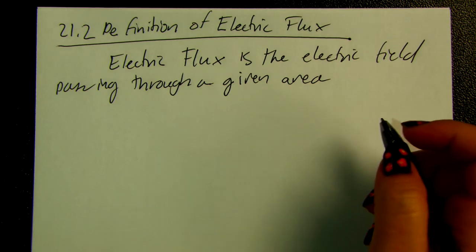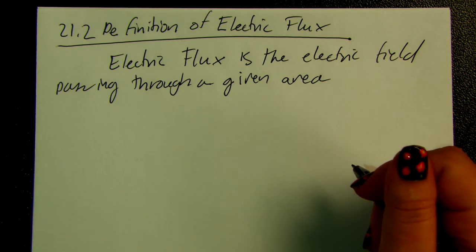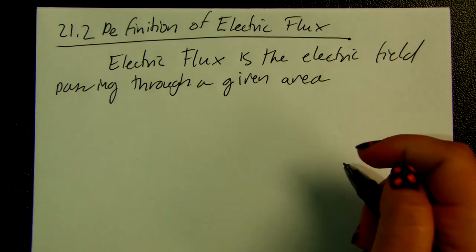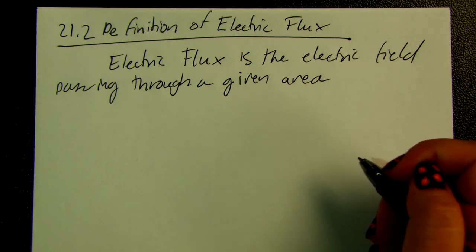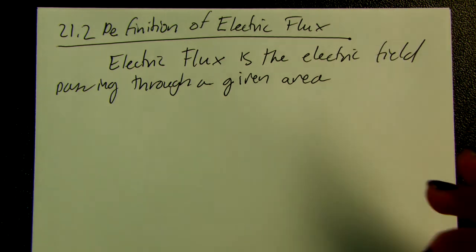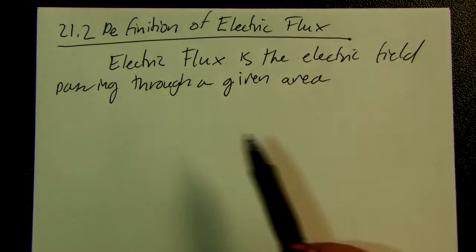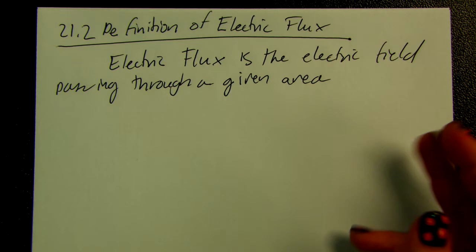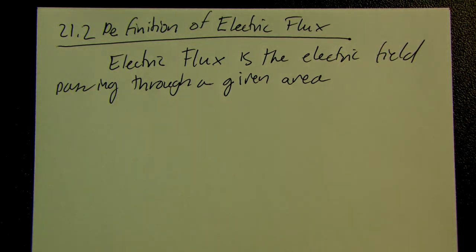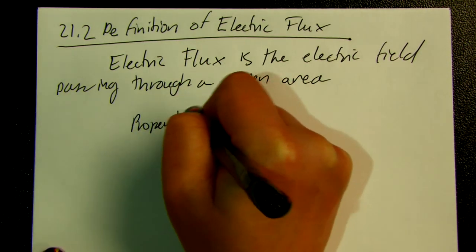We're going to be continuing on with chapter 21, in part 1 of Wednesday's lecture for week 13. I left you on a bit of a cliffhanger on Monday's lecture that we would need to be talking about something called electric flux. In basic terms, electric flux is the electric field passing through a given area. What we're going to be doing is building through the different properties of electric flux, which is going to lead us into Gauss's law. So let's go through the properties of electric flux.